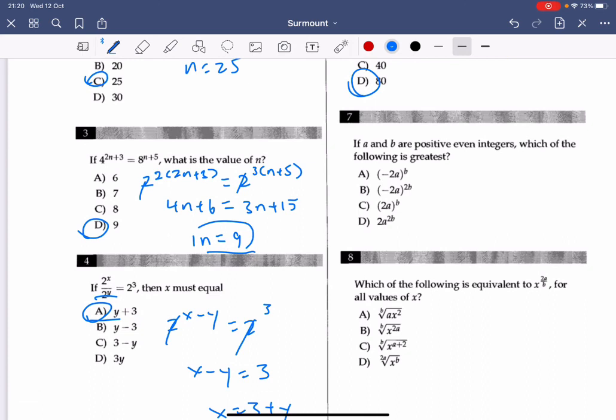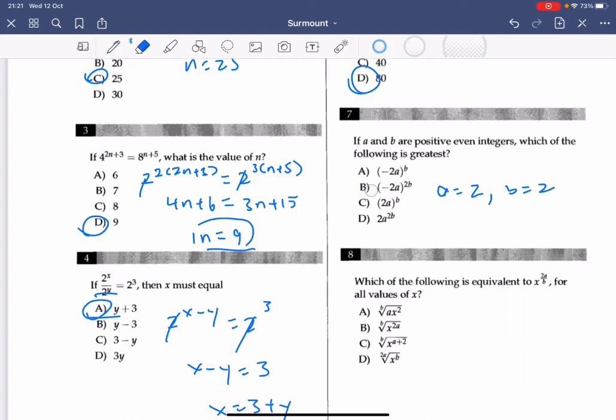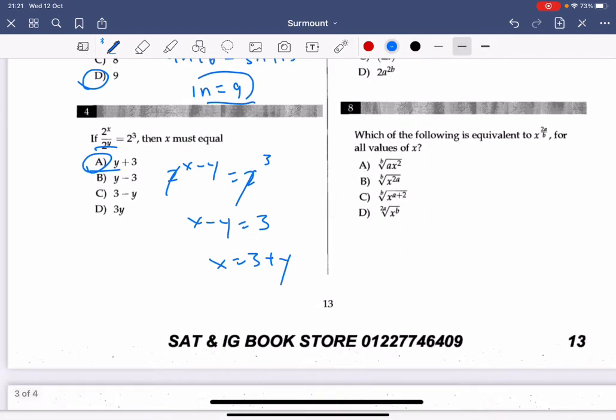For number 7, you can simply plug in some numbers. If you plug in a equals 2, b equals 2, you'll get that the largest one is b, which is 256. So the answer is B. Okay, number 8. This can be simplified to x to the power of 2a to the root b, right? Because of exponent rules. So the answer is B.